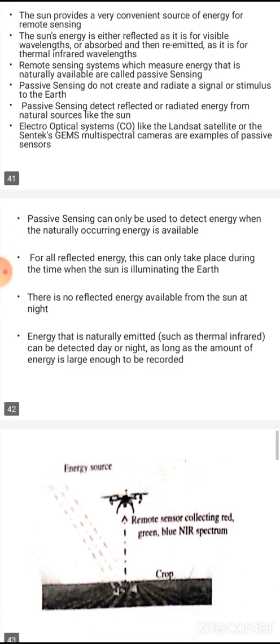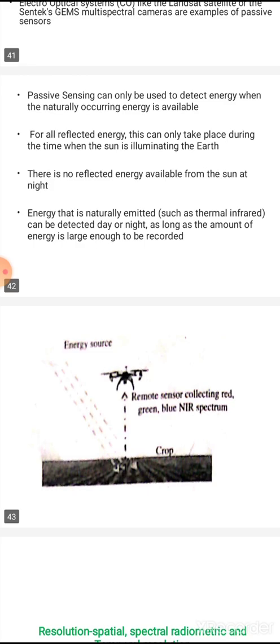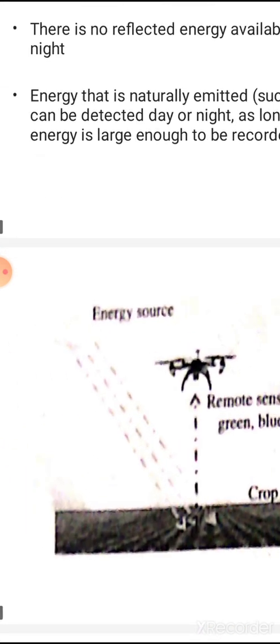Okay, so this is a figure showing the passive remote sensing. So this is the energy source, that is sun. So this is the sensor mounted in a satellite. So the remote sensor is collecting the red, green, blue, NIR spectrum. So this is the area which is to be surveyed. Okay, so here from the energy source the radiation reaches the target, and from the target it is reflected to the sensor mounted in a satellite. So this is all about passive remote sensing. Okay.